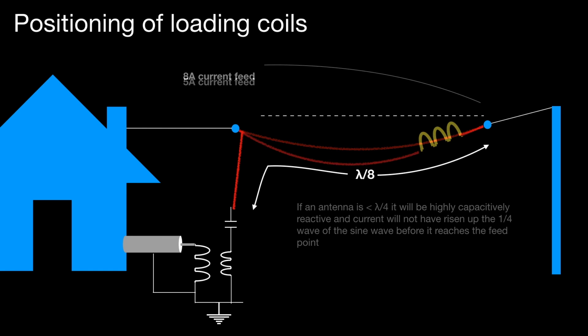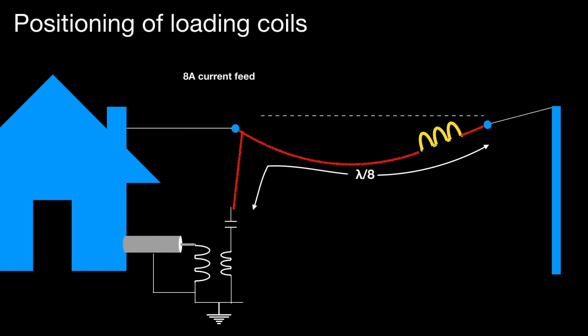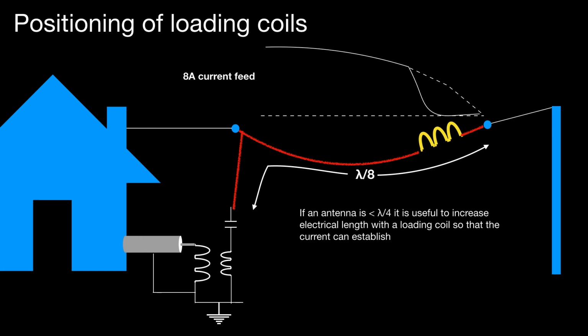So here we have it. We've added a loading coil, and if we look at the current distribution now compared to what it was, we've managed 8 amps instead of 5 amps because we've managed to establish the current on each half cycle. And you can see that the main current is established along the radiating part of the antenna, which will give us greater efficiency in our antenna operation. And you can see that the current distribution is crammed up, if you like, in the loading coil at the end. Now it's better to locate the loading coil towards the end for the reasons we're going to discuss now.